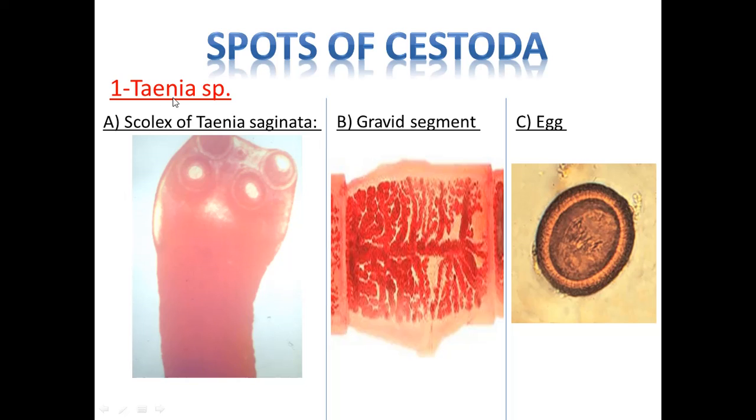The gravid segment of Taenia species. The gravid segment, gravid means pregnant. Gravid segment is a segment containing the branched uterus filled with fertilized eggs. It's a segment like this, as we can see, containing branched uterus filled with fertilized eggs.